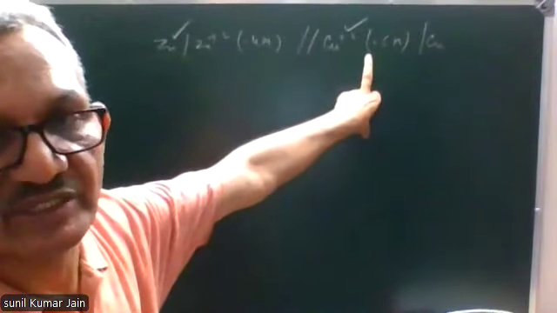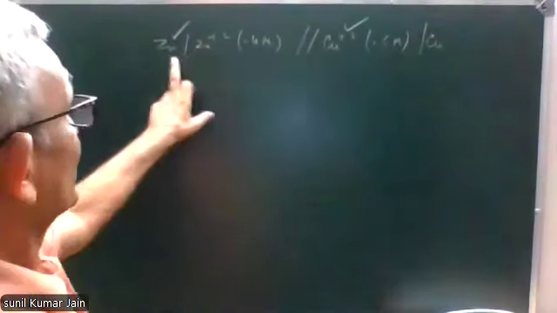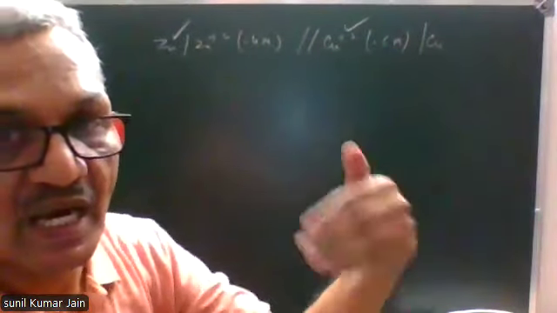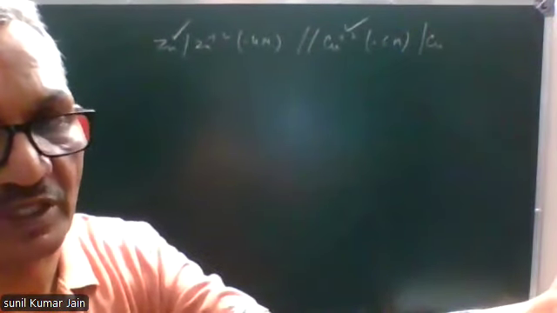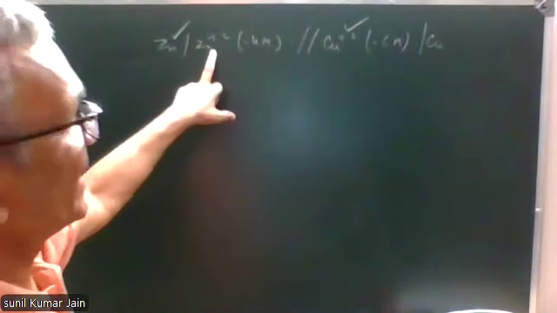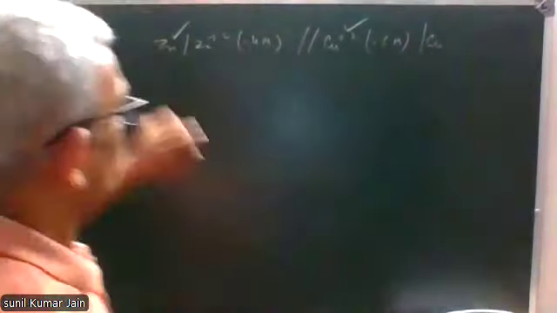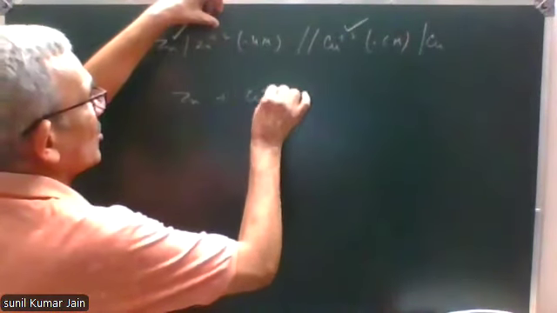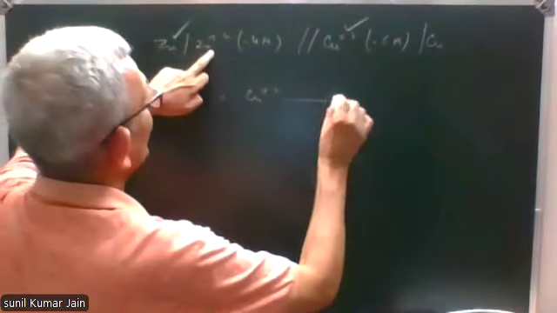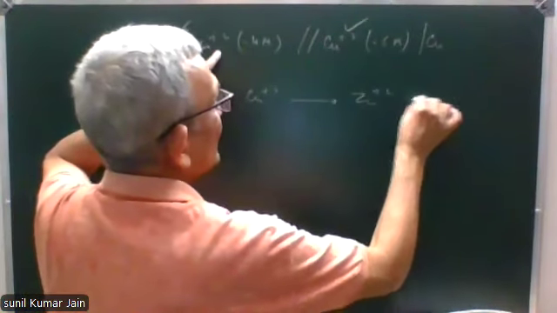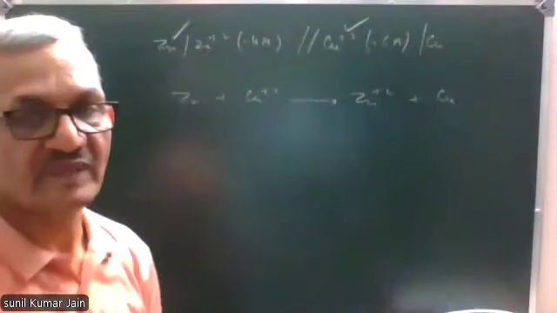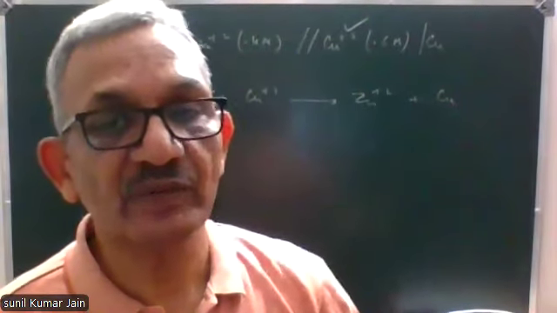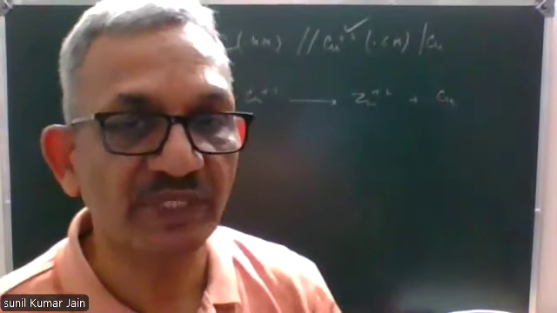Before the single slash are reactants. This and this, zinc atom and copper ions, they are reactants. After the single slash are products. It means products are zinc ions and copper atoms. So the equation: zinc plus copper ions gives products zinc ions plus copper. This equation is already balanced. The balancing part I'll tell you in the second example, that is numerical number 10.